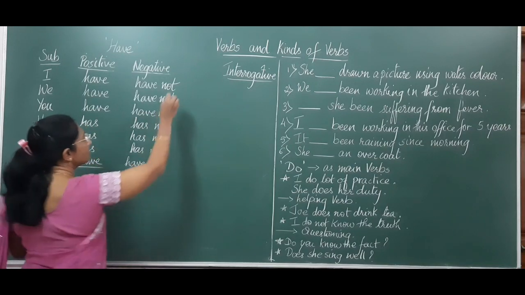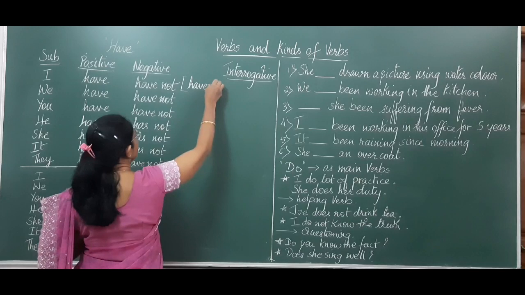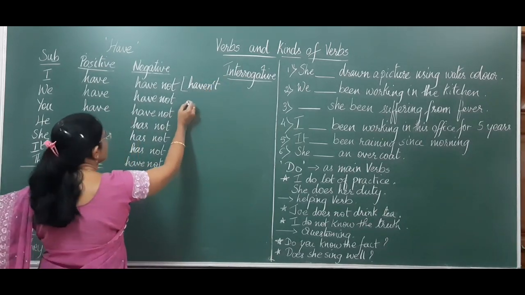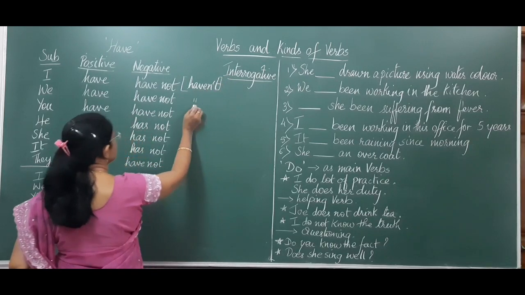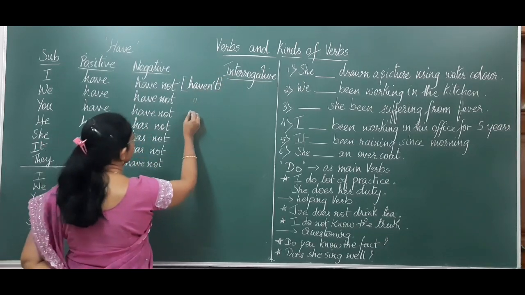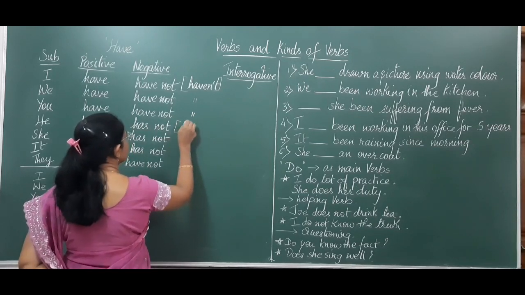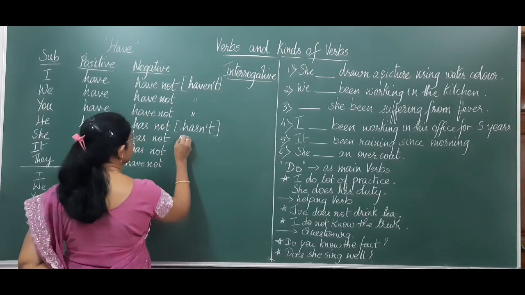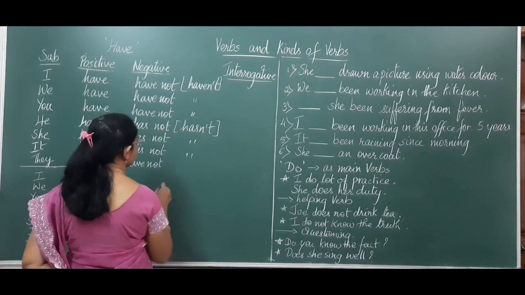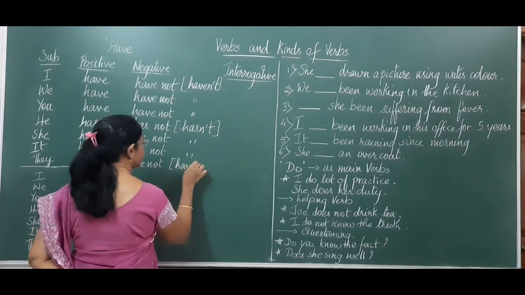To be made short as haven't. Same thing follows to the plural first person, then second person and third person. Hasn't. Finally for they, haven't again.